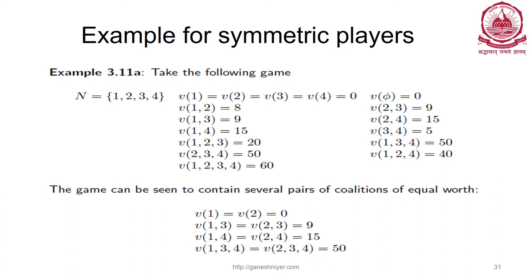Can you identify some of the symmetric conditions here in this game? V of 1, 3 and V of 2, 3 are 9. So 2 and 1 are symmetric for player 3. Very good, a simple example.